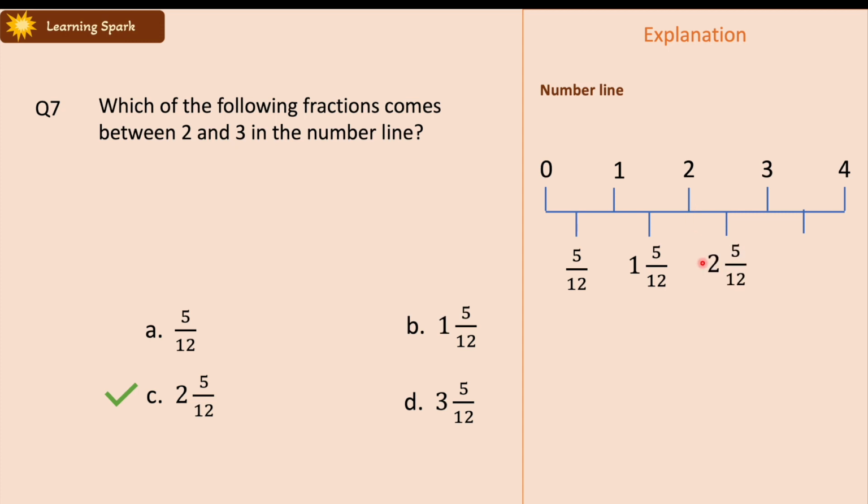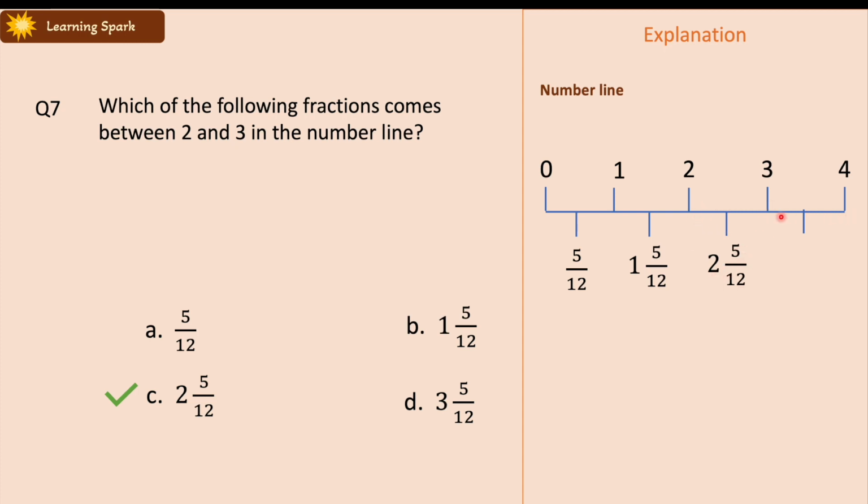Now then 2 and 5 by 12, this is more than 2, right? Because 2 cakes are already there, and then you have some fraction. So it is more than 2. 2 cakes are already there, and then you have some more. So it's more than 2, but it is not 3. It's not 3 because this is a fraction, this is partial, this is not a full cake. So it is in between 2 and 3. So 2 and 5 by 12.